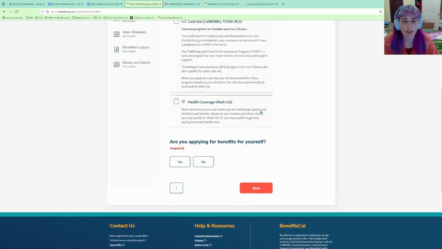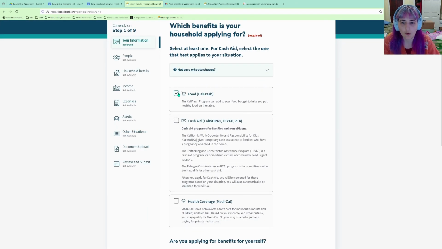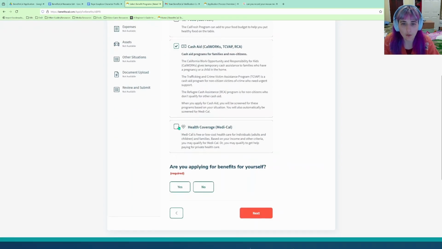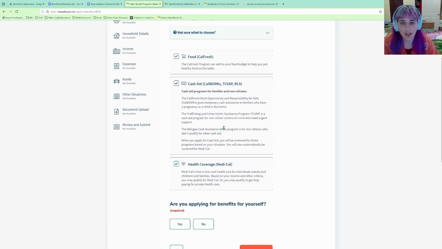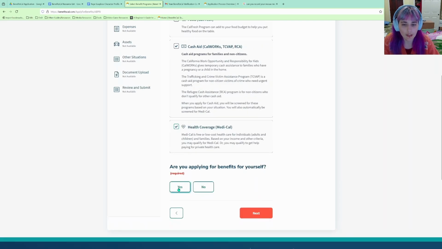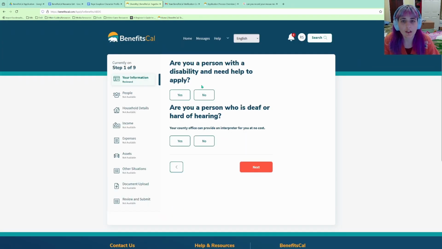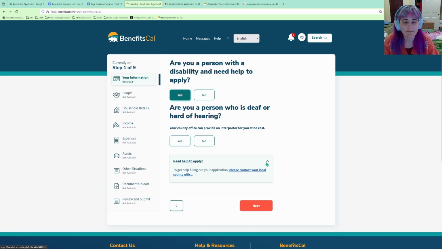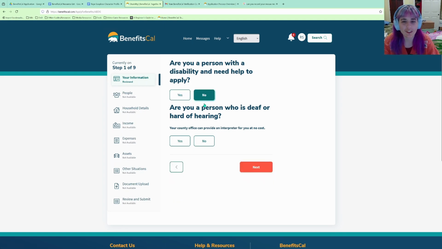So now we get to choose our programs. For the purposes of this video, we're going to be applying to all three: food, cash aid, and health coverage. And I am applying for benefits myself, but you could click no if you were not applying, if you were, for example, applying for someone else, like say a child. Are you a person with a disability or need help to apply? I'm going to say no, but if you said yes, they just tell you to contact your local office, which is helpful to tell people, but I wish that we had a better system.